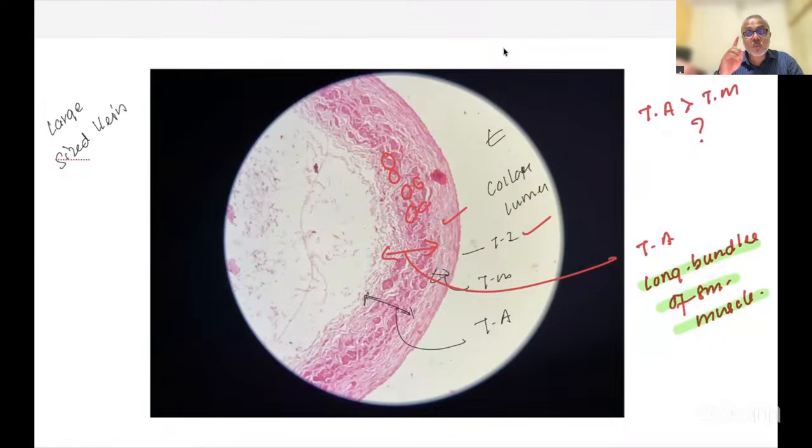So, what are the three layers of a large-sized vein? Tunica intima, tunica media, tunica adventitia. Tunica intima is similar to an artery. Then we have tunica media, similar to a muscular artery, where we have the smooth muscle layers. But what is the most peculiar feature? The tunica adventitia. Remember, it is the thickest layer that we will see in a large-sized vein.